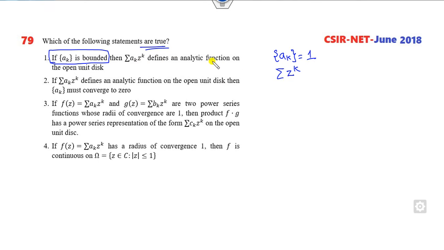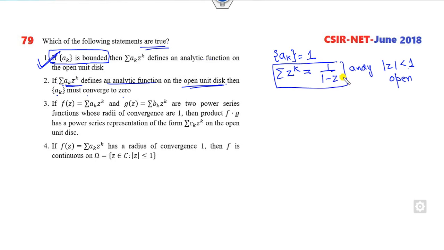Here, define the analytic function on this. What is that? This is the GP series of this. This is analytic whenever modulus of z is less than 1. That is the open disk, that's the correct option. If this defines an analytic function, which is already defined on here, then AK converges to 0. Look at that. If I consider the same example, it satisfies the property, he said AK will converge to 0, but for this example you can see it does not go to 0, so this is cancelled out.